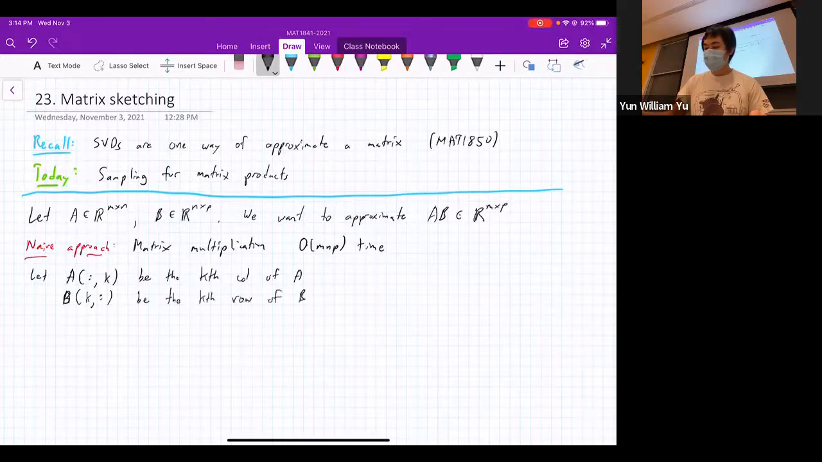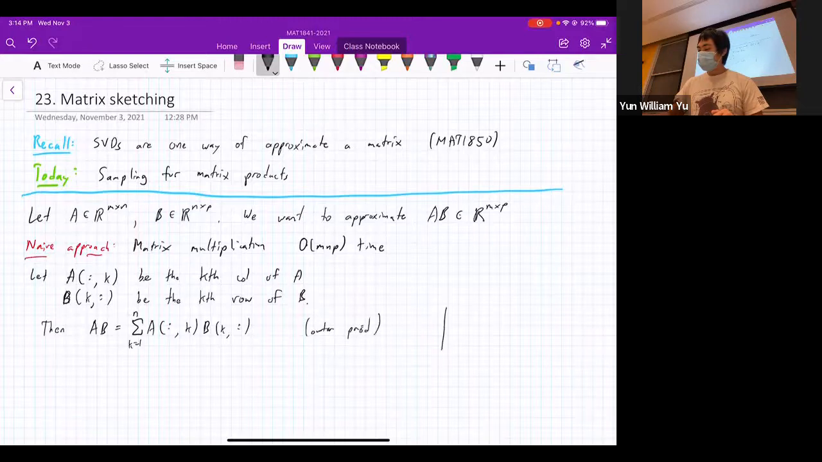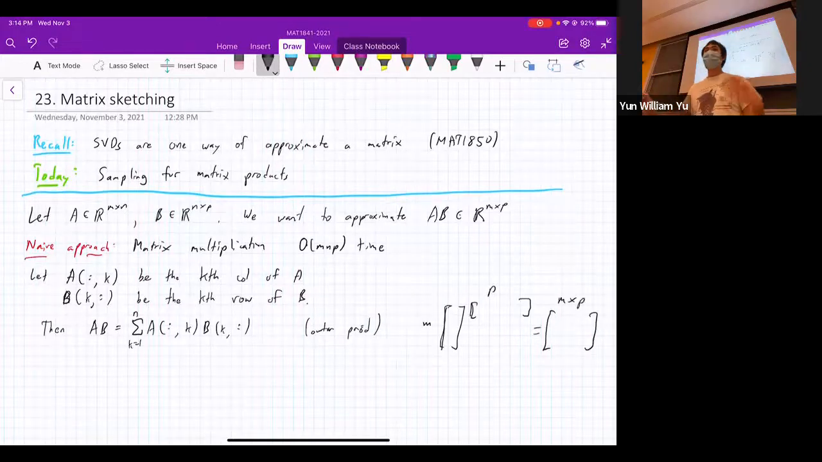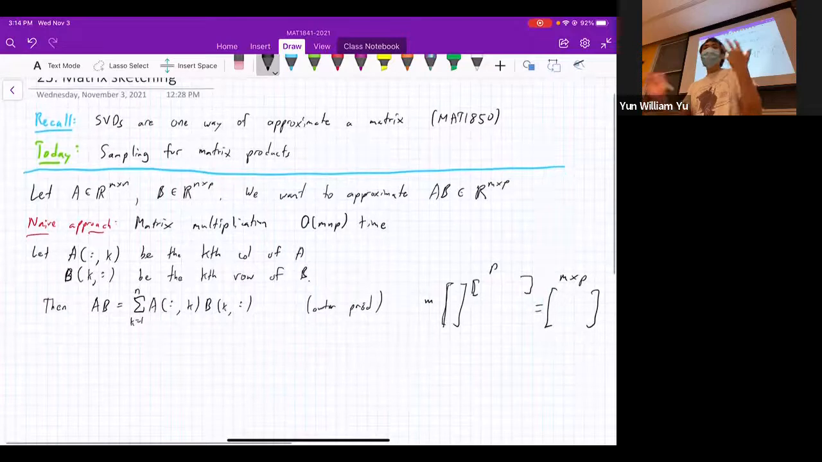Well then you can think about the matrix product as a sum of outer products. You can think of AB as equal to the sum for k equals 1 to n of each of the columns of A times each of the rows of B. This is an outer product, so what we're getting here is a very tall and thin vector times a long and wide vector, and this gives you a matrix that's m by p. So this is one way of thinking about the matrix product.